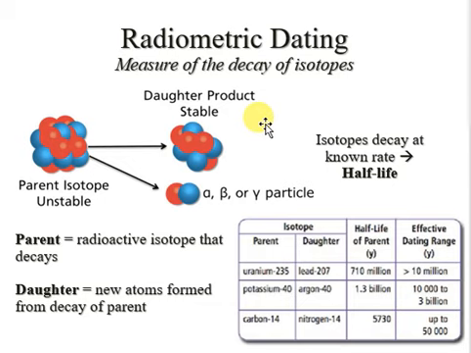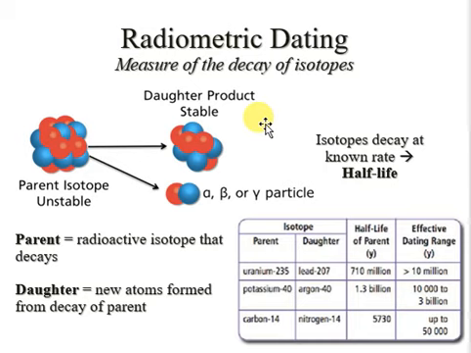When you have an unstable radioactive isotope, that's called your parent isotope. That will decay over time in an effort to become more stable. When it decays, you get two products. One is known as the daughter, which is comprised of the new atoms that are formed from the decay, and those are more stable. And you'll also have radioactive particles that are released. It's either an alpha, beta, or a gamma particle.